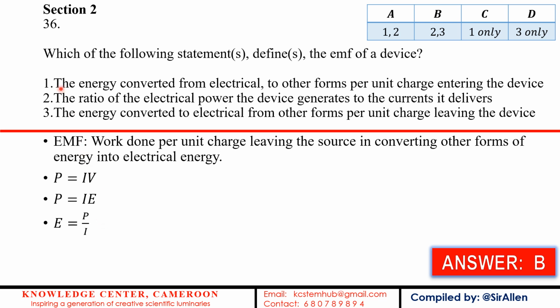So B says what? B says 2 and 3 are correct. So the ratio of the electrical power the device generates to the current it delivers, that's EMF, and that's what we've just proven here. 3 says the energy converted to electrical form from other forms per unit charge leaving the device. Very correct, right? So 2 and 3 are in. Answer B.